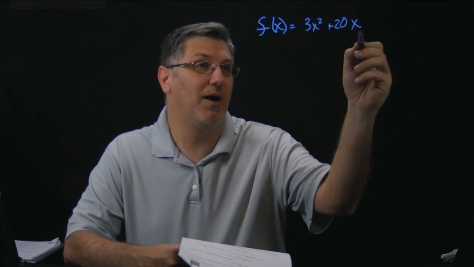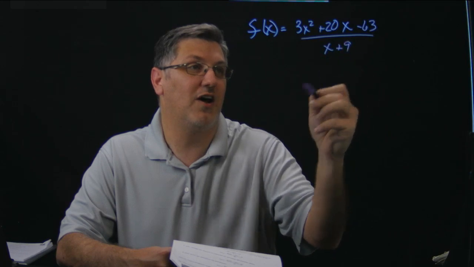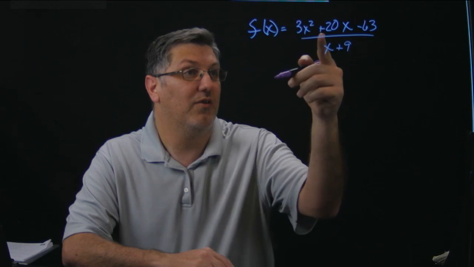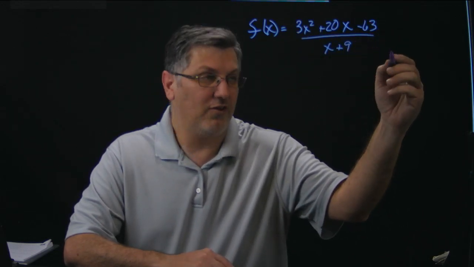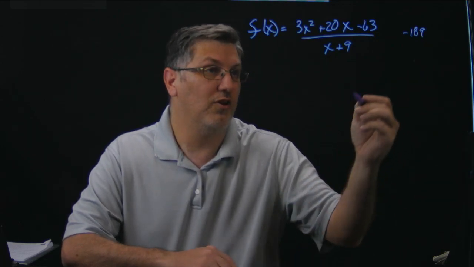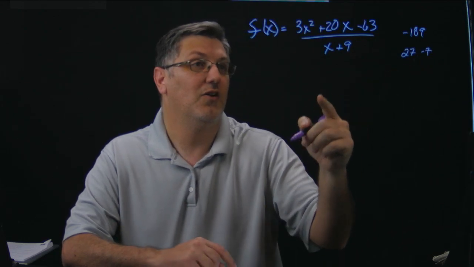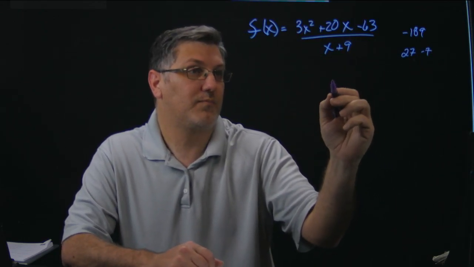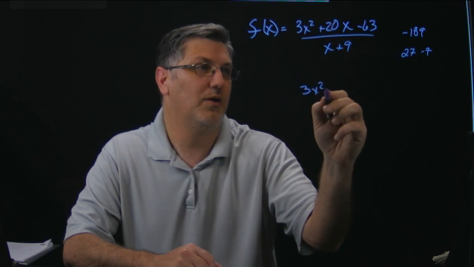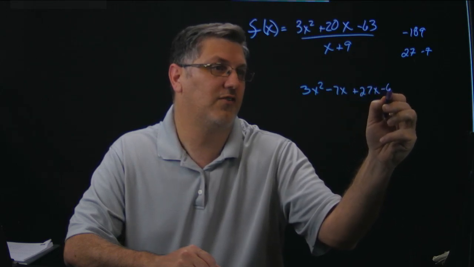Plus 20x minus 63 all over x plus 9. And of course, first step is factor, factor, factor. So I'm going to do 3 times negative 63, which gives me negative 189. The factors I'm going to use are 27 and negative 7. So I'm going to factor the top. This is going to be 3x squared, split the middle term, minus 7x plus 27x minus 63.